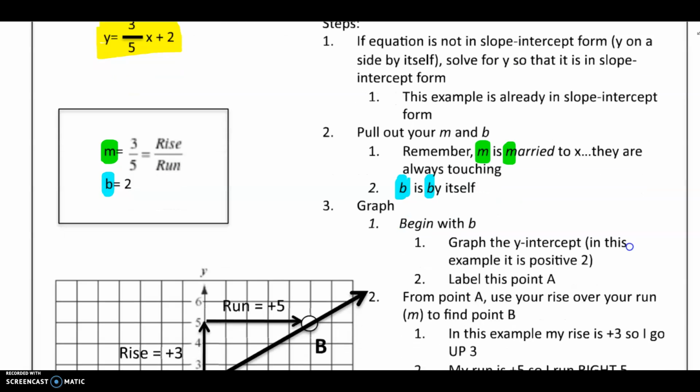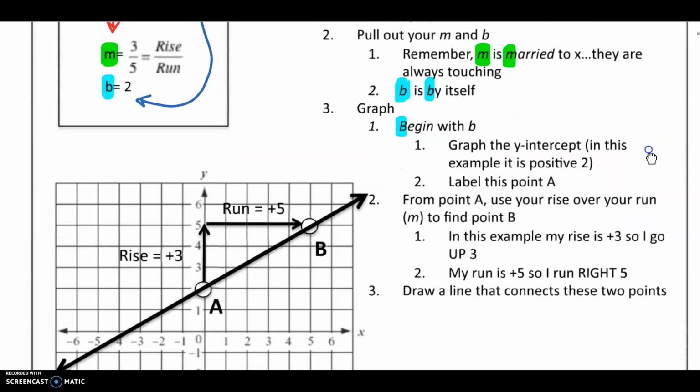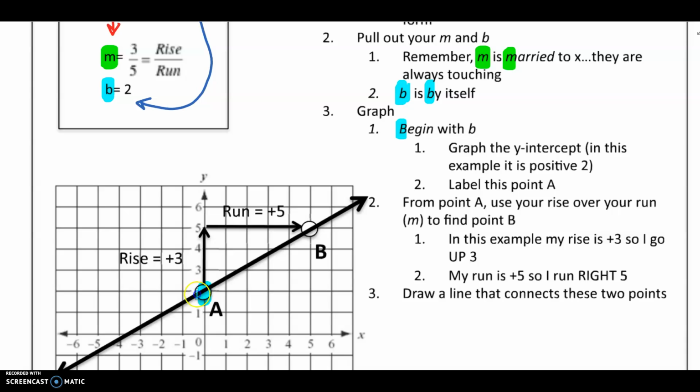In fact, this b trend continues. Not only is the b value the one that's by itself in the equation, it's going to be the one that we begin with when we go to graph. So now that I've looked at my equation and I realize that my slope is 3 over 5 and I realize that my y-intercept is positive 2, I know that I'm going to start with that y-intercept. I begin with b. So on my y-axis, I plot my y-intercept at positive 2.